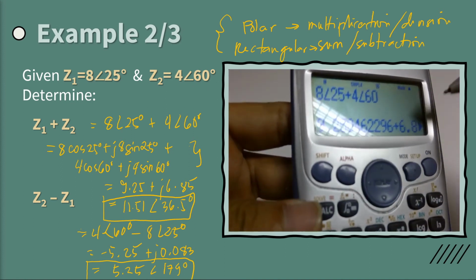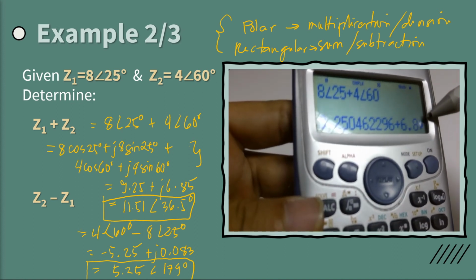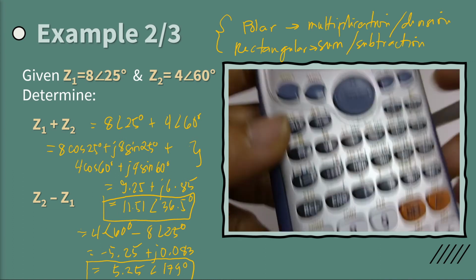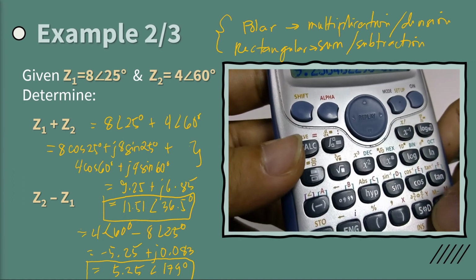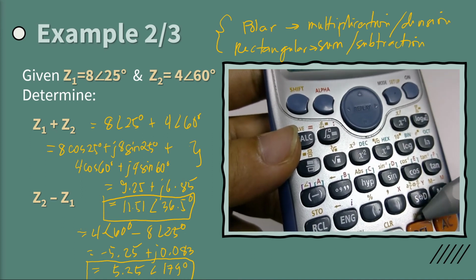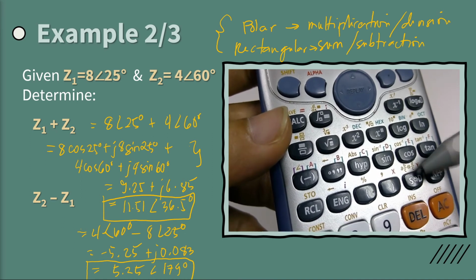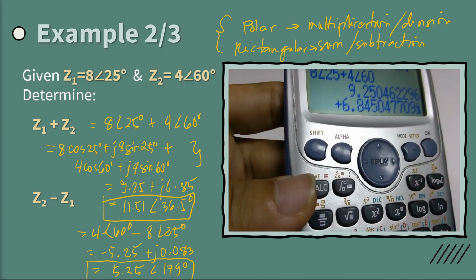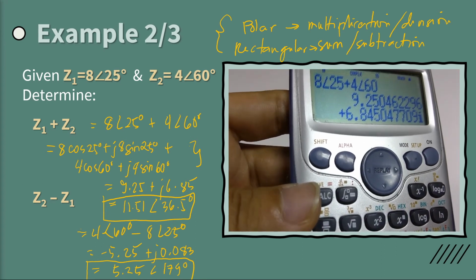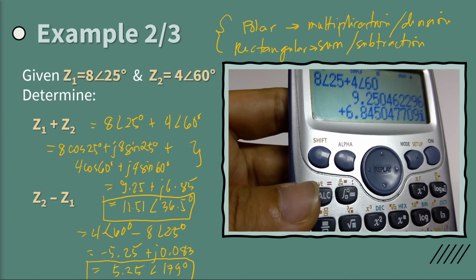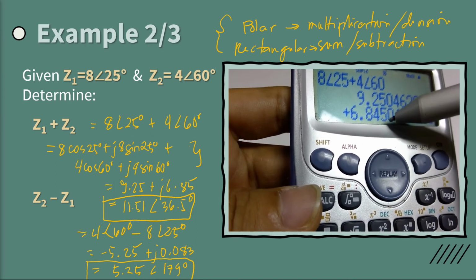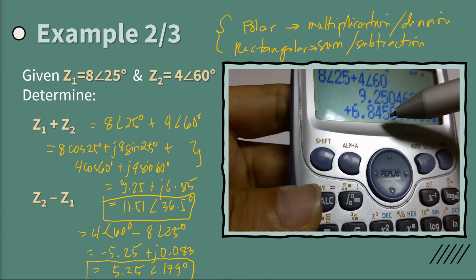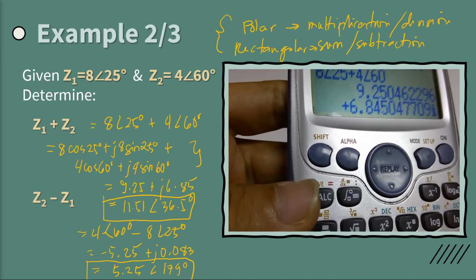Now take note, if you want to see the remaining decimal points, you need to press the S-D button, this one here, so that you will see the other digits. So you see the display 9.25 plus j 6.885, which is the same as our result in the sum of z1 and z2.